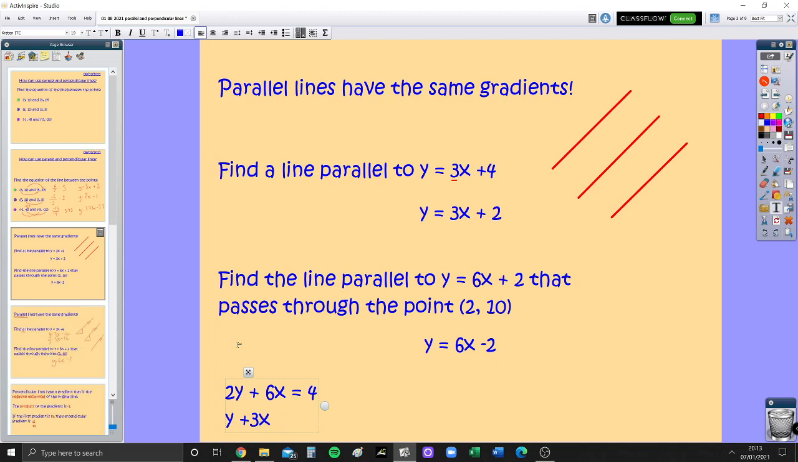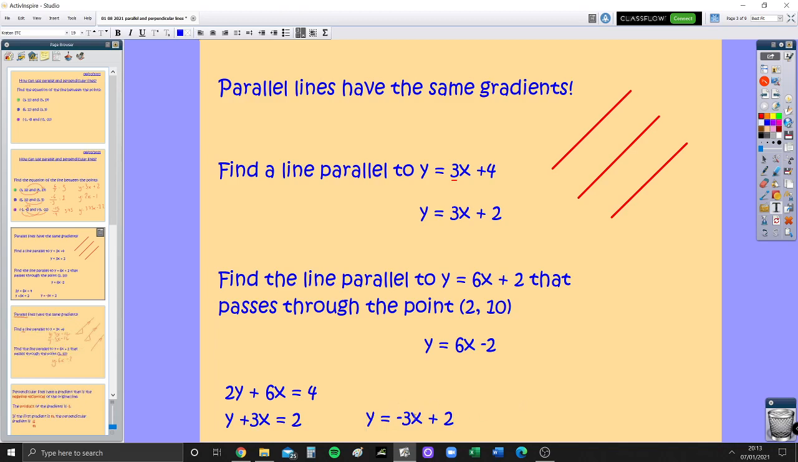Sorry, y plus 3x equals 2. I've halved everything in the equation there. And then you could move over your x to the other side of the equation. So it would be y equals minus 3x plus 2. Or you might see that written as y equals 2 minus 3x. And then we'd be able to write any line that's parallel to it.